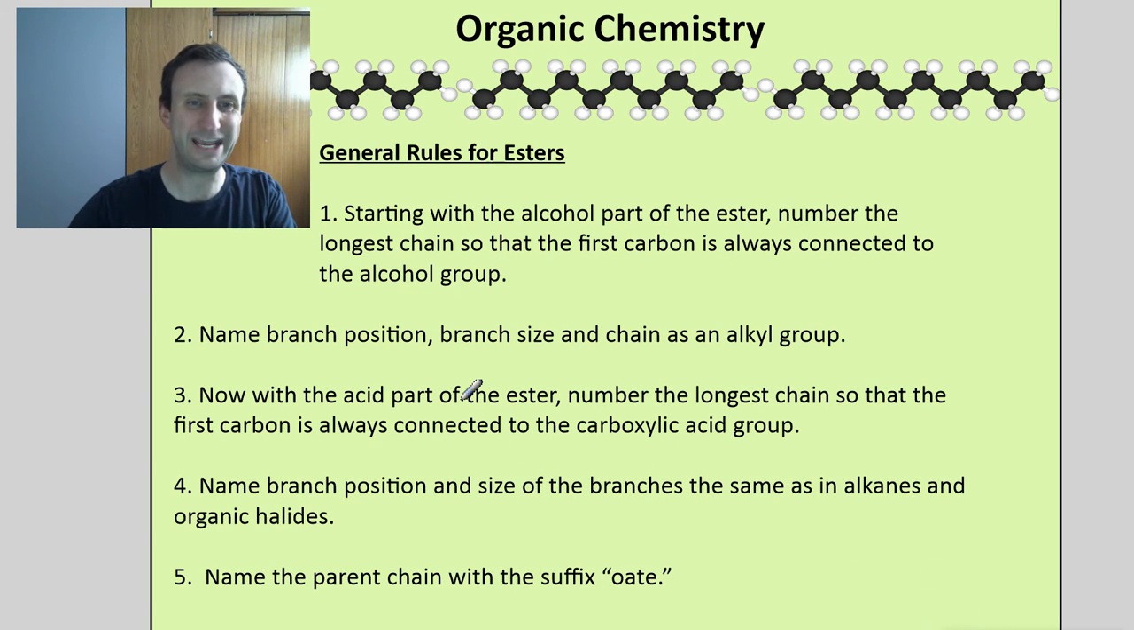So getting into how to name this, we start with the alcohol portion of the ester, and we number the longest chain for the alcohol. Again, we have to make sure that the first carbon is attached to where the ester functional group is. So the first carbon will automatically be the one that's single bonded to that O. I then name branch positions, branch size, and alkyl groups, the normal thing that I do. With the acid part of the ester, number the longest chain so that the first carbon is always connected to the carboxylic acid group. Name branch position and size of the branch the same as in alkanes and organic halides. And then name the parent chain with the suffix -oate.